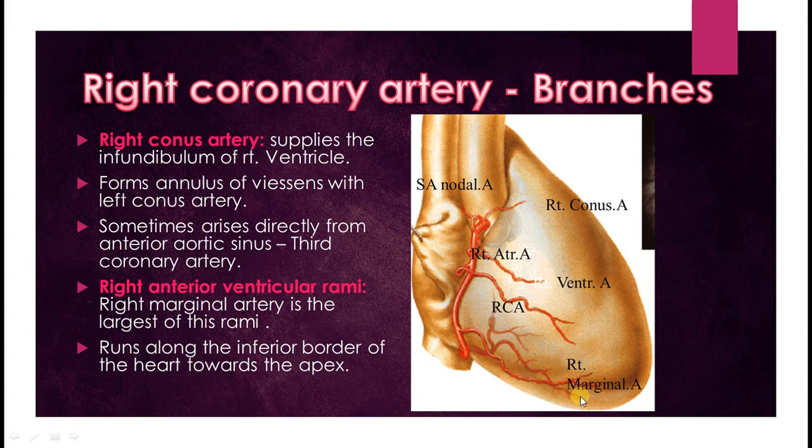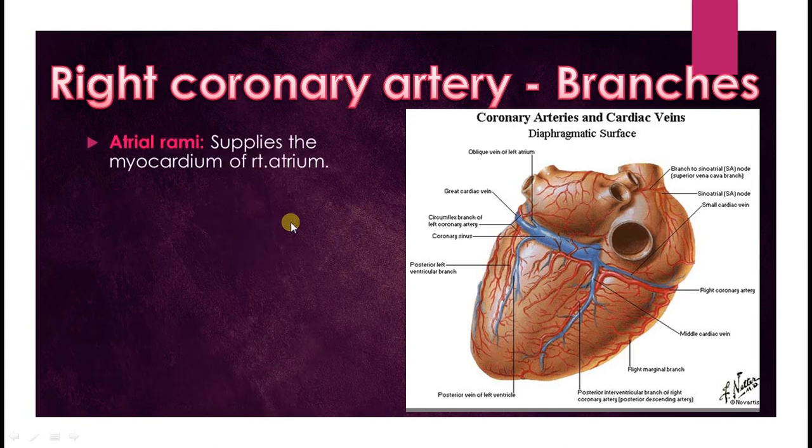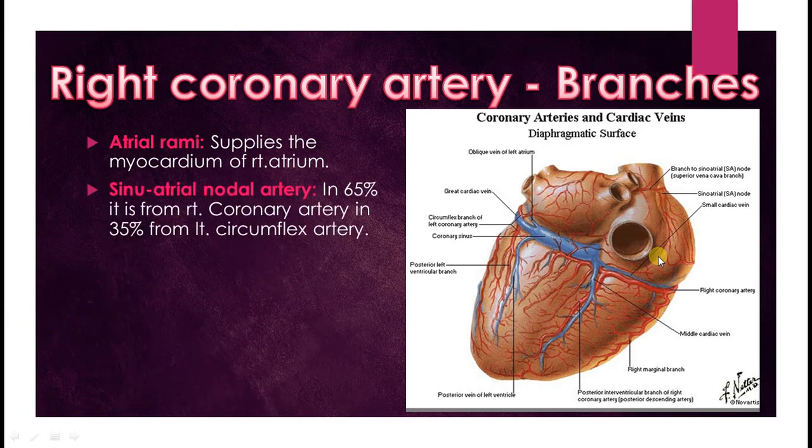Okay, so we have discussed the right conus artery, then the right marginal artery. The next branch which we are going to see for the right coronary artery is the atrial rami. The atrial rami mainly supply the muscle of the right atrium, the myocardium of the right atrium. And one branch is the sinoatrial nodal artery, or the SA nodal artery.